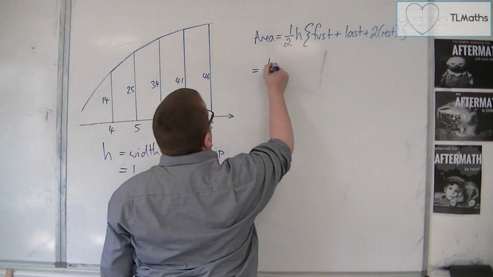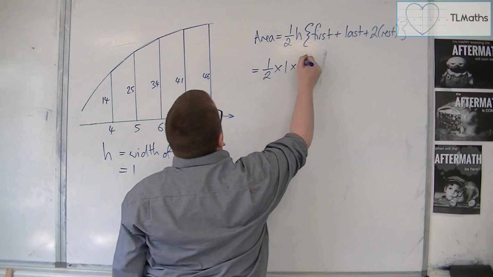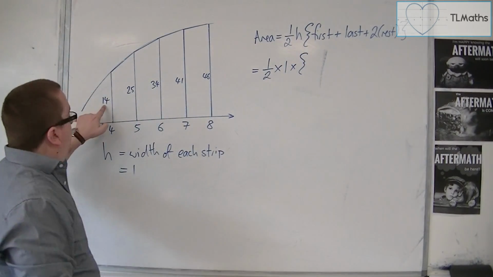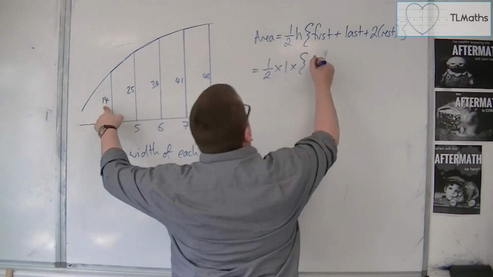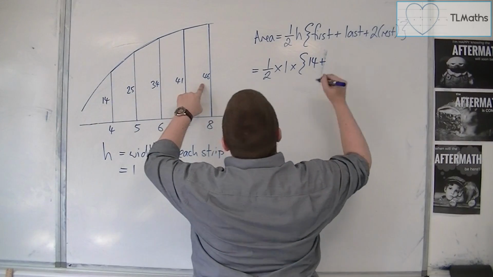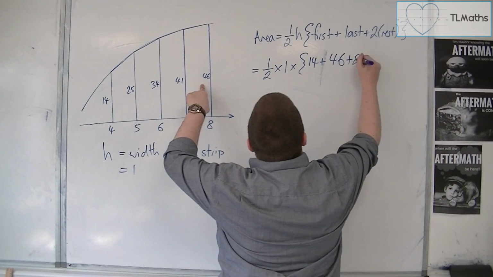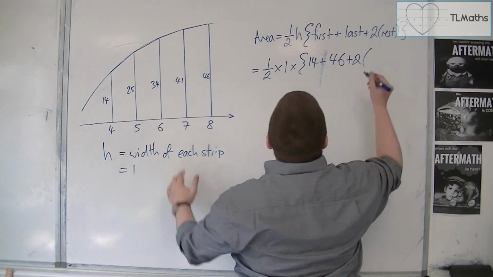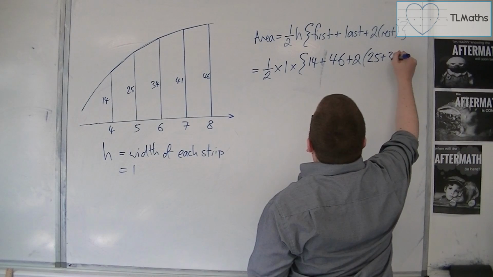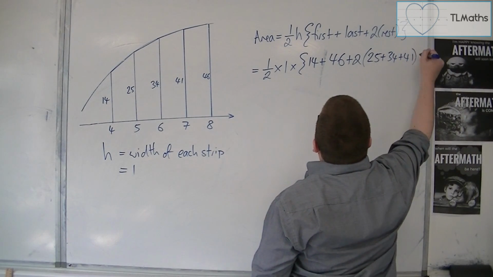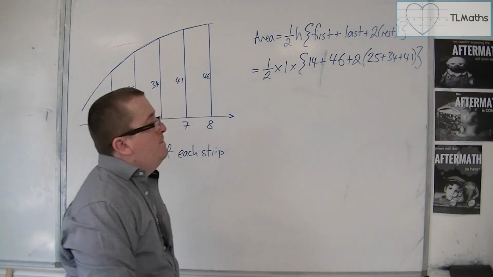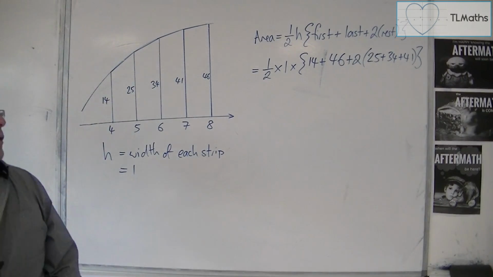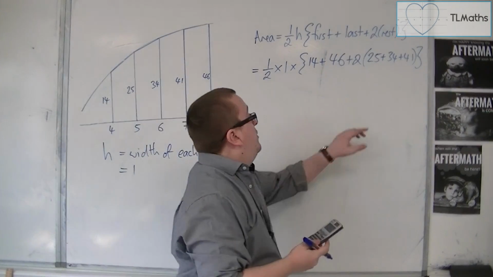So we would have 1/2 times h times the first, which is 14, plus the last, which is 46, plus 2 lots of the rest. So that just means the rest of them added together. Okay? So this should give us our estimate.